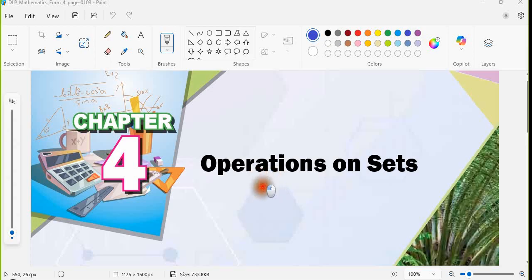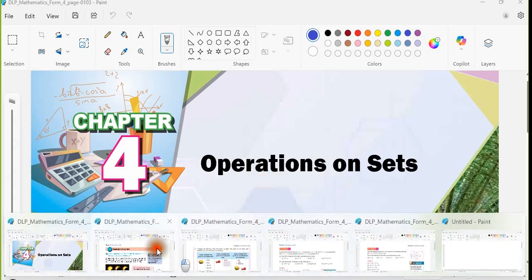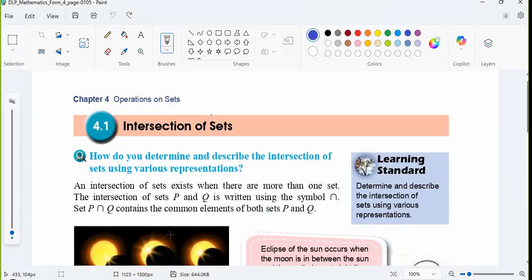Form 4, Chapter 4, Operation on Set. We already learned introduction on set in Form 1, Chapter 11, and now we learn operation on set in Chapter 4. In this chapter, actually we have two only. One is intersection of set, so the symbol is like this, and then later we will learn union on set in the next section.